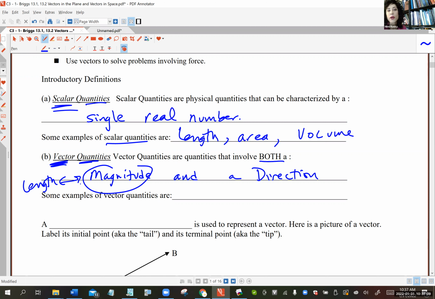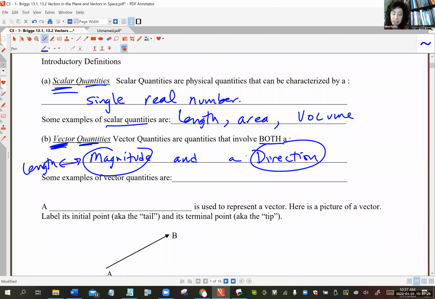Because when you get into 4 dimensions or 5 dimensions, which we're not going to get into in this course, but if you are taking linear algebra, you will get into 4, 5, 6, 7, 8 dimensions. They still can talk about magnitude, but you can't picture a length. So they use the word magnitude. Direction just means where is it pointed. Some examples of vector quantities are force, velocity, acceleration. If you've already taken a physics class, then you know these.